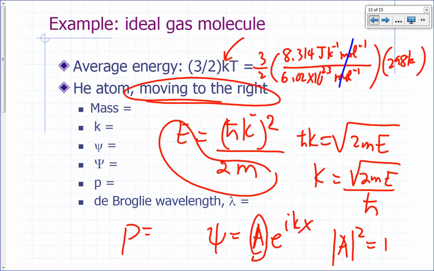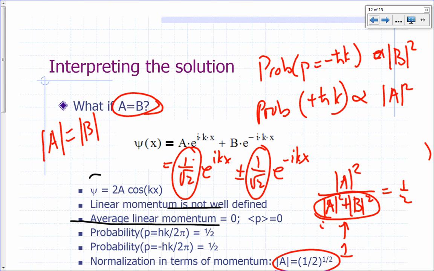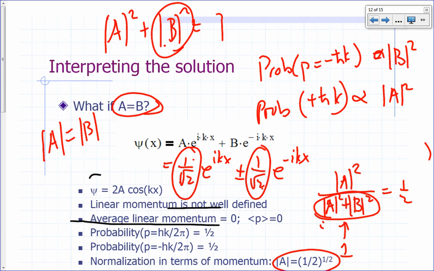Remember when we did this earlier, a is 1 over square root of 2, b is 1 over square root of 2, because you want the absolute value of a squared and the absolute value of b squared to add up to 1. But since b is 0, it's moving to the right, a is just going to be 1. A squared is going to be 1. A can be negative 1 if you want, or any complex number with an absolute value equal to 1.